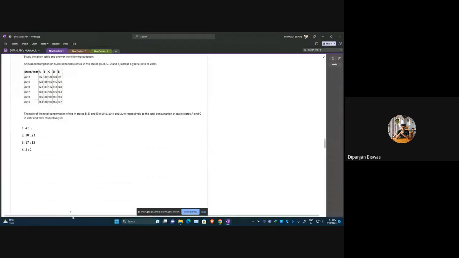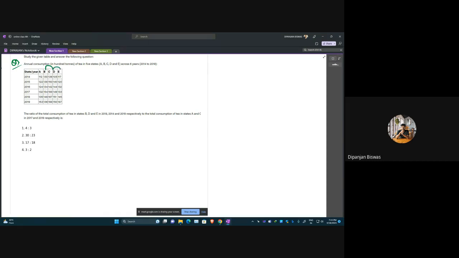Okay. The next one is a normal data set. Annual consumption of tea in 5 states across 6 years. Okay. 2014 to 2019, and for 5 states, A, B, C, D, E is given. Again, ratio is being asked, the ratio of total consumption of tea in states B, D, and E.